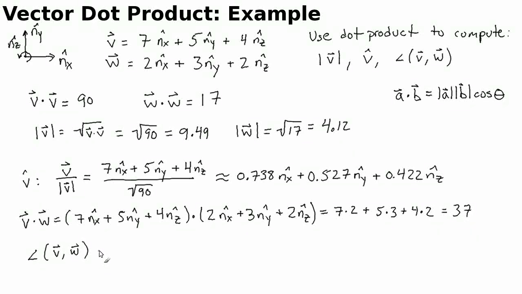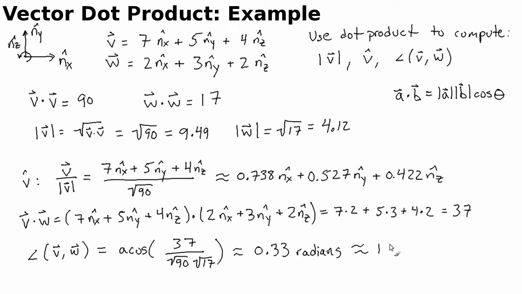And now we can say that the angle between v and w is the arc cosine of their dot product, which is 37, divided by their magnitudes, which are square root of 90, and the square root of 17. And if you punch this out on a calculator, you'll get approximately 0.33, which is in radians, or about 18.9 degrees. So in this example, we used two arbitrary 3D vectors that are expressed in the same orthogonal unit basis to compute some quantities that are often of interest, such as the magnitude of the vectors, or unit vectors that point in the same direction, or the angle between the vectors. And we're going to find that this sort of process is very common in the dynamics problems that we're going to solve.